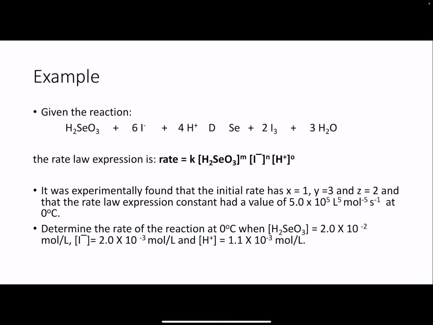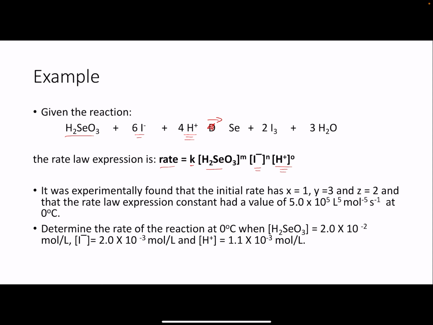So here's an example. We've got a complex reaction. Let's change that to an arrow. The rate is given as the rate is equal to K. Remember, that describes the relationship between rate and concentration. The concentration of each reactant, so we've got selenic acid, iodide ions, and hydrogen ions, raised to some exponent. In this case, the exponents are not the coefficients, so it's not 1, 6, and 4. But we'll be given some information to determine them. So here we're told that the exponents are 1, 3, and 2.